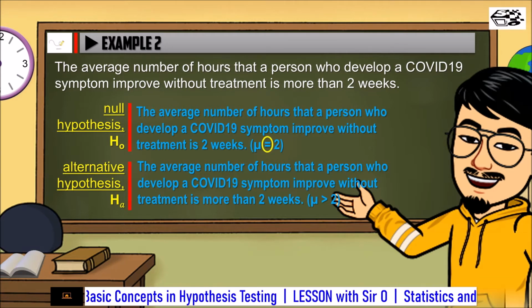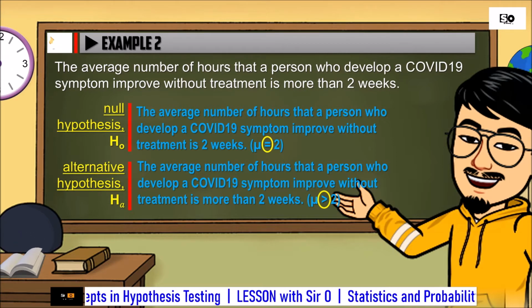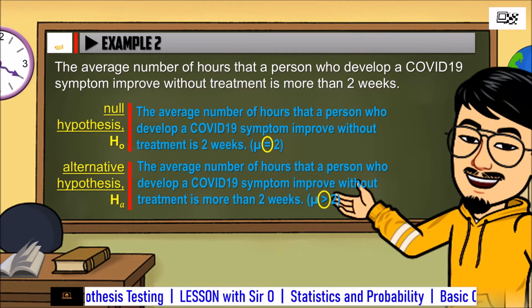Observe that the alternative hypothesis is expressed with the greater than symbol because the claim or conjecture specifies to use the more than or greater than symbol.